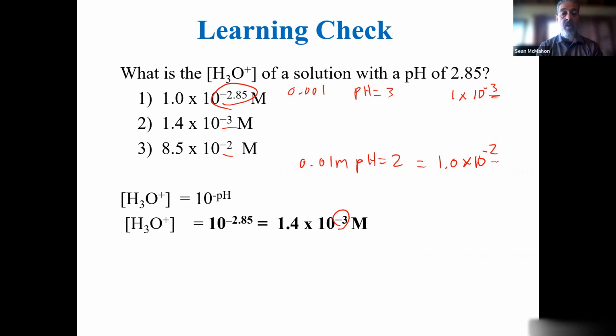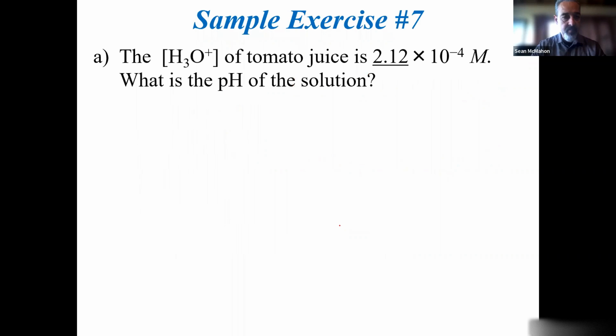It's 1.4 because it is slightly more acidic. It's 2.85, but you can just use your calculator. That's a lot easier. I'm just showing you if you want to use deductive reasoning.